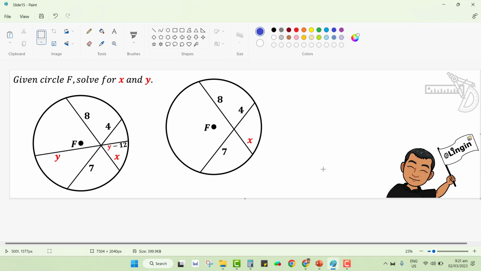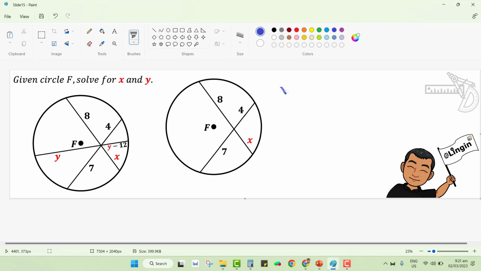Now for this, as mentioned, these are chords that intersect inside the circle, and this is the point of intersection. There is a unique relationship between the segments formed that are cut by the point of intersection. The chord-chord theorem tells us that the segments cut for a chord, when multiplied to each other, let's say 8 and x, is equal to the product of the segments of the other chord.